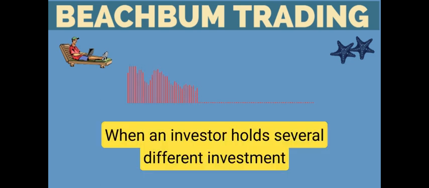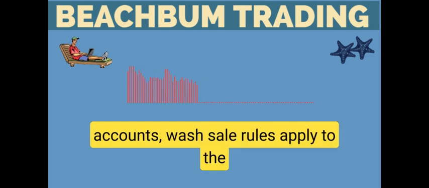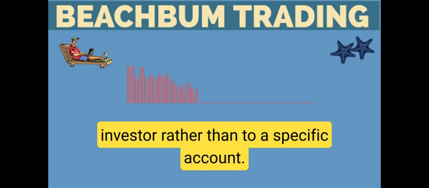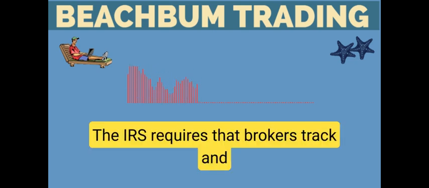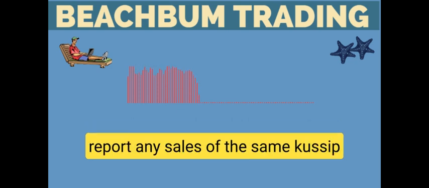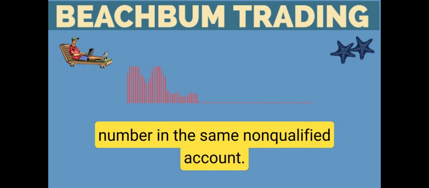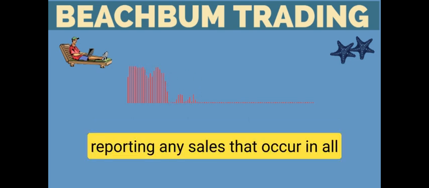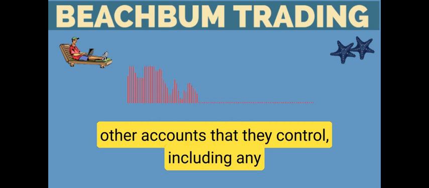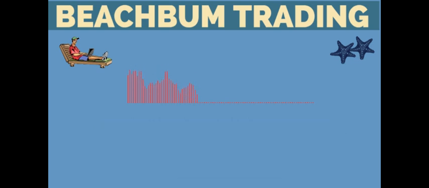When an investor holds several different investment accounts, wash sale rules apply to the investor, rather than to a specific account. The IRS requires that brokers track and report any sales of the same CUSIP number in the same non-qualified account. However, investors are responsible for tracking and reporting any sales that occur in all other accounts that they control, including any accounts belonging to their spouse.